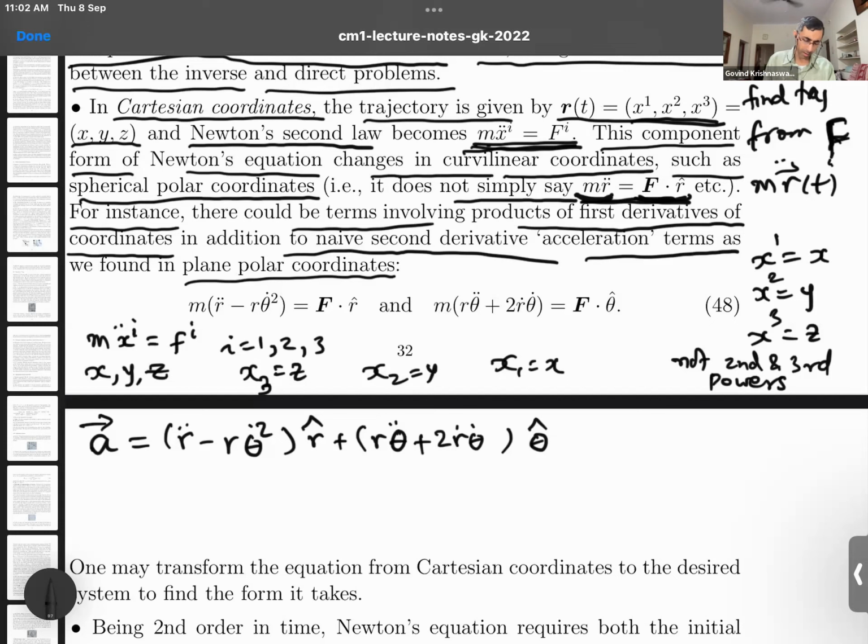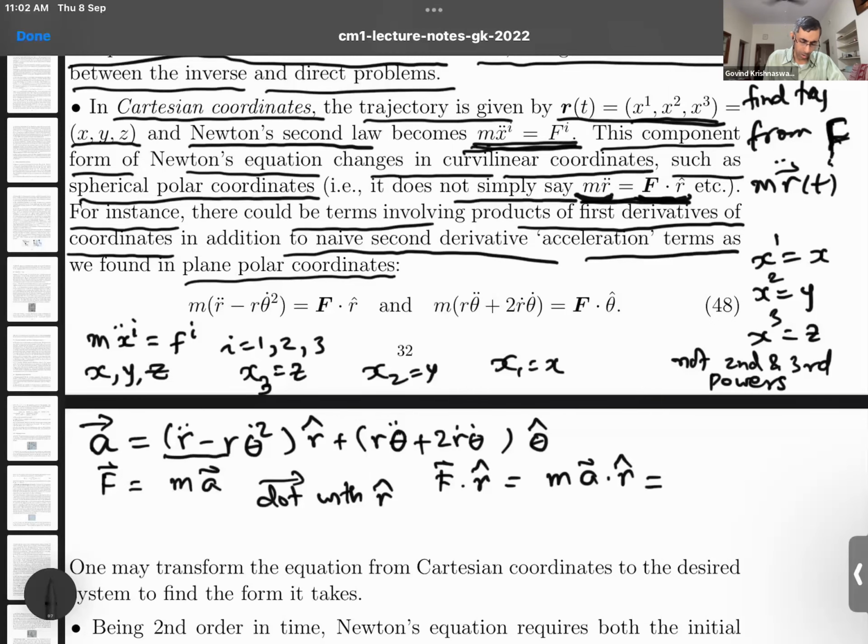Now, the idea is that you start with Newton's equation of motion, F equal to ma. This is valid both in Cartesian and polar coordinates. But if you want to write it in component form in polar coordinates, what you must do is take the dot product with r hat. Then you will get F dot r hat is equal to m a dot r hat. And for a dot r hat, you must substitute this part. Okay, so that will be mass times radial acceleration minus centripetal acceleration.